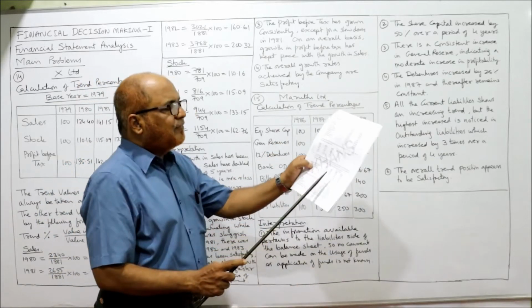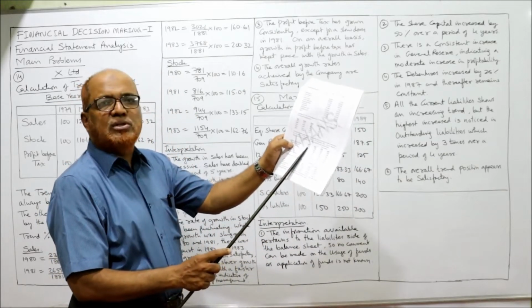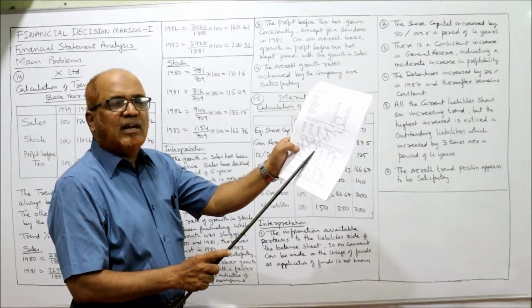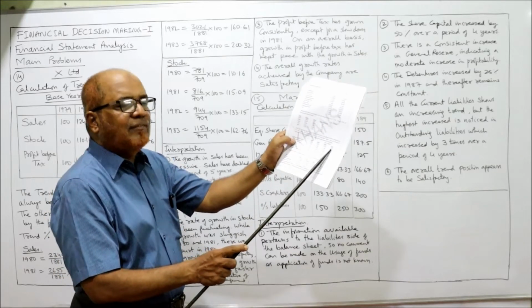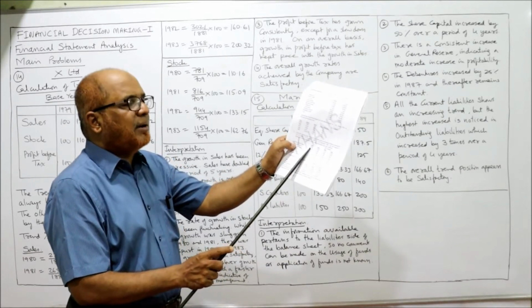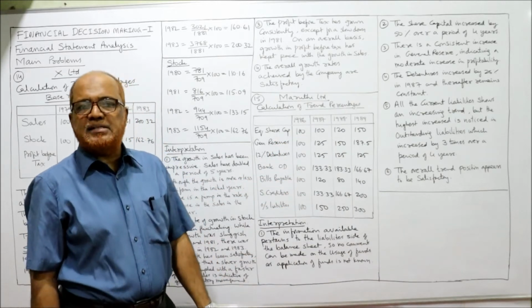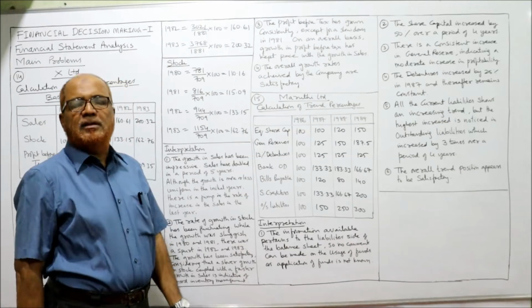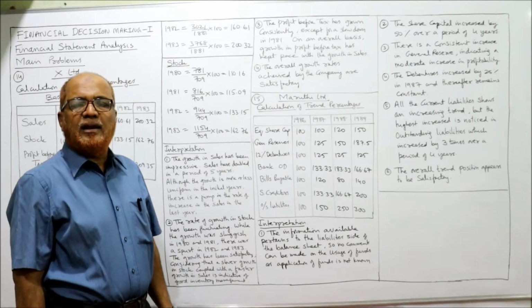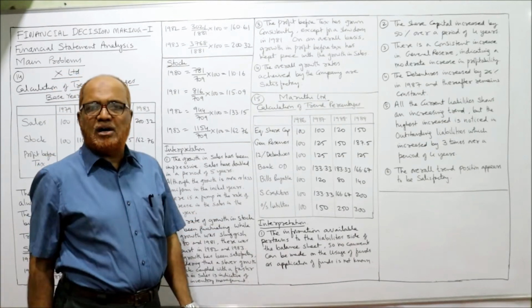1500 divided by 1000. Denominator we take 1000, numerator we take 1500. So 1500 by 1000 into 100, 150. So we have calculated the percentage for equity share capital. Similarly, we calculate the percentage for general reserve.